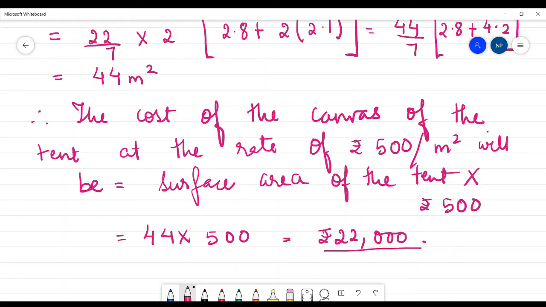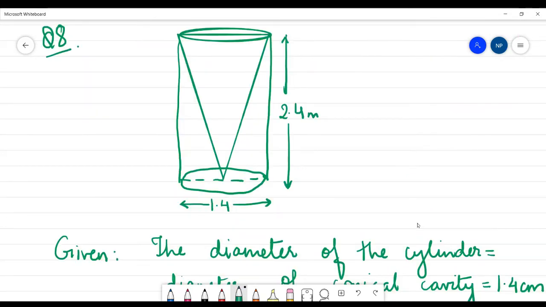With this, we complete question number 7. Let us move on to question number 8. Question number 8 says, from a solid cylinder whose height is 2.4 centimeter. So if you see in the diagram, children, on the screen, the height is given as 2.4 centimeter and diameter 1.4 centimeter. A particular conical cavity of the same height and same diameter is hollowed out.